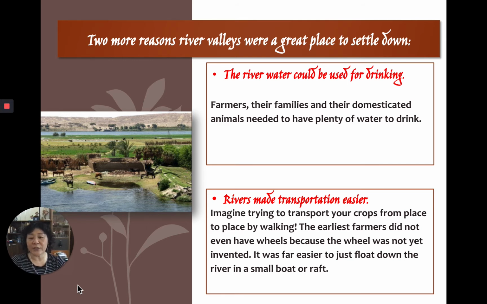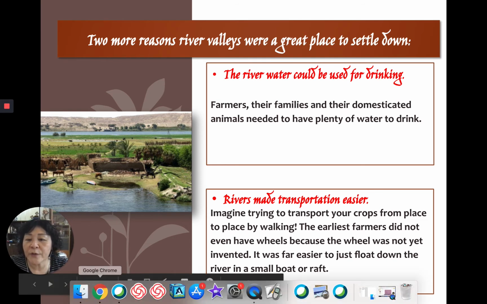And the rivers made transportation easier. So imagine trying to transport your crops or the food and the things that you grew from place to place by just walking. The earliest farmers did not even have wheels back way, way, way back because a wheel was not yet invented. It was just easier to float down the river in a small boat or a raft. Okay, so you can kind of look in that picture and see how it'd be easy for a little raft to just move some of the crops.